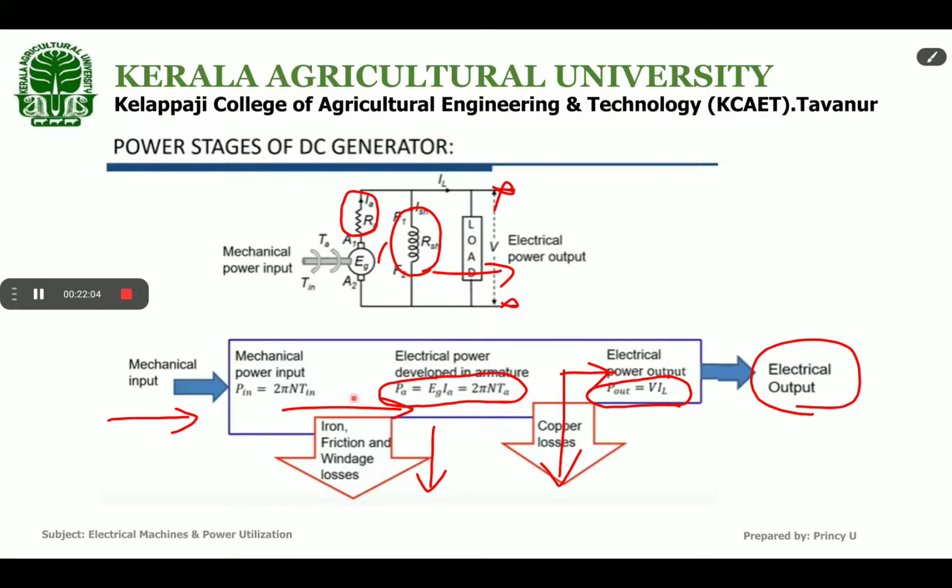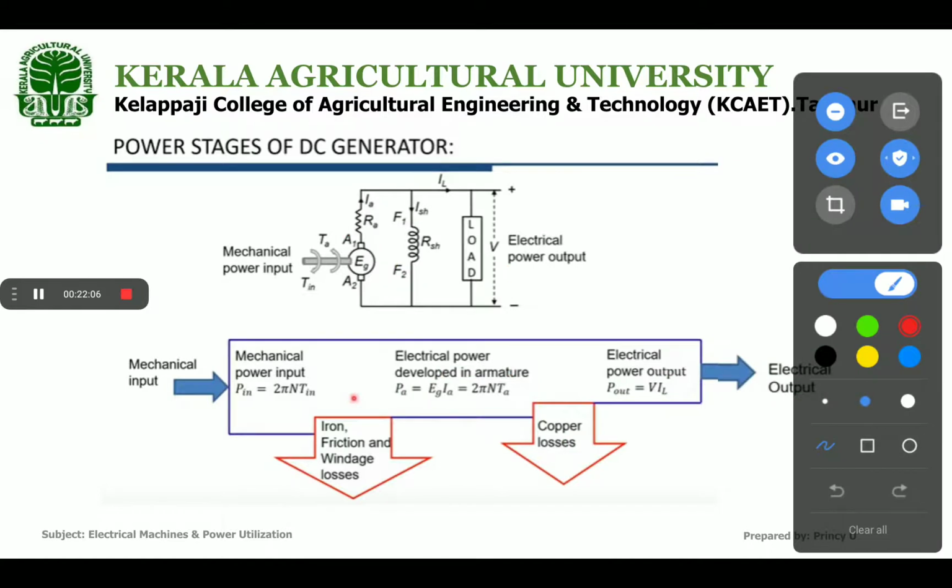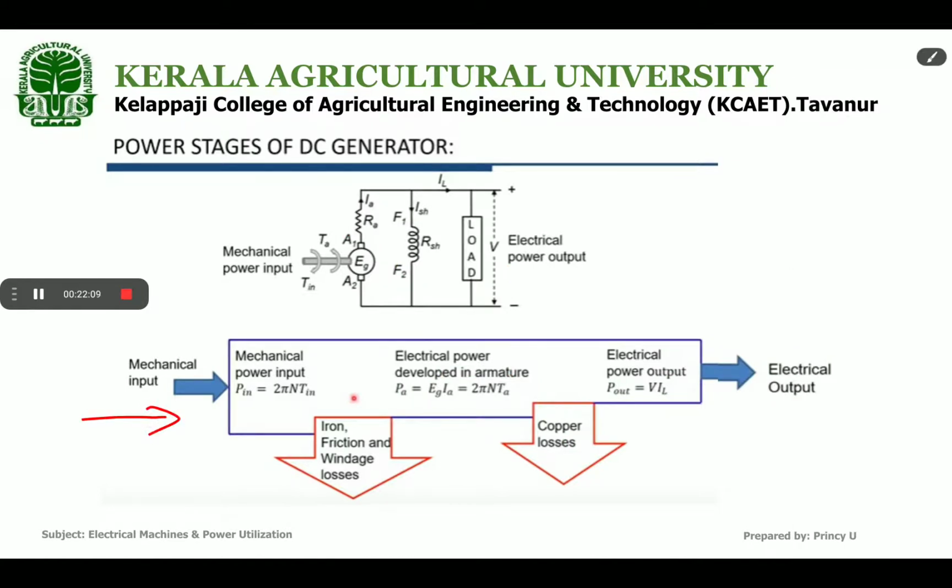So electrical power output is V into IL. Okay. So we are giving mechanical power input. A portion of this mechanical power input goes as iron, friction and windage losses. The remaining part is converted into electrical power developed in the armature, which is Eg into Ia, and a part of this electrical power goes as copper losses, that is armature and field copper losses, and the remaining portion is collected as electrical power output.